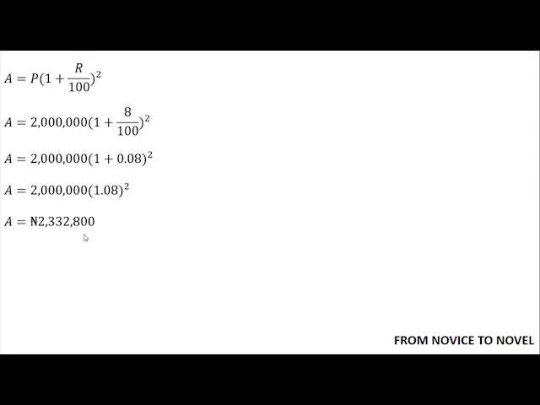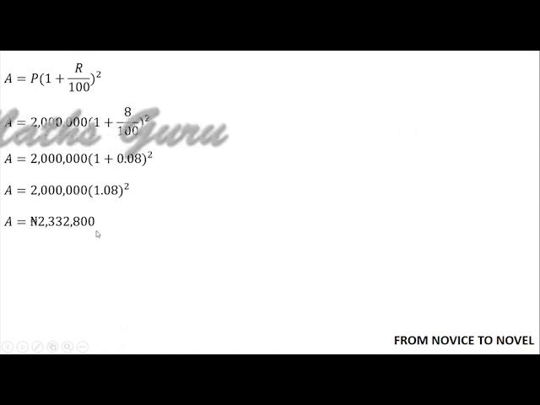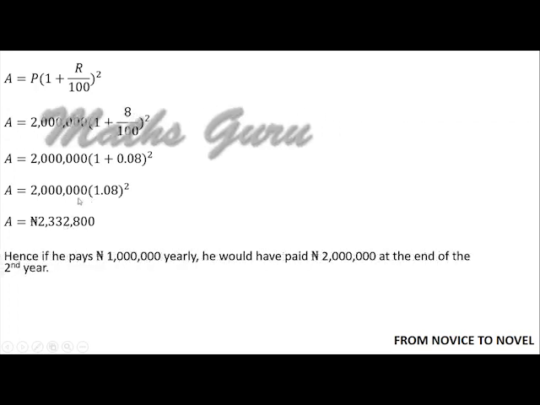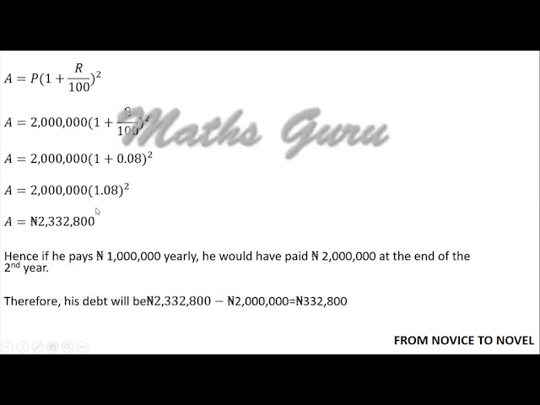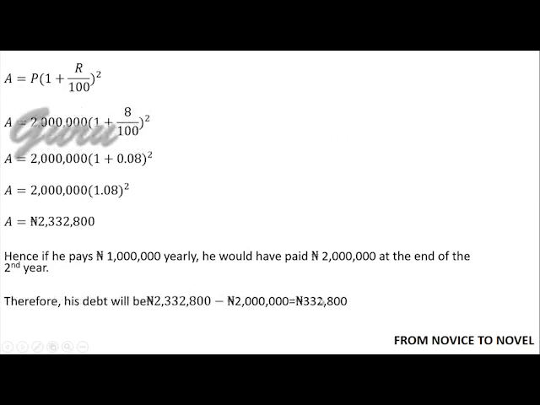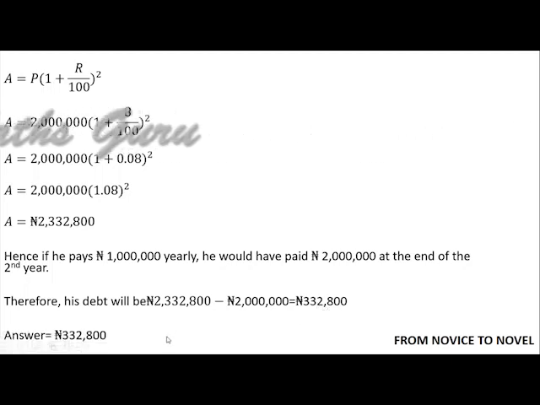So after 2 years, that means he must have paid 2 million in return. So if he paid 2 million in return after 2 years, how much will be remaining for him to pay? All you need to do is subtract 2 million from this amount. So when you subtract 2 million from this amount, your final answer is going to be 332,800 naira, which is the final answer.